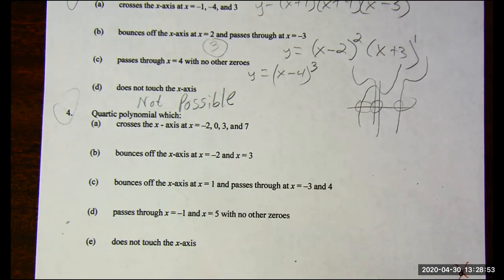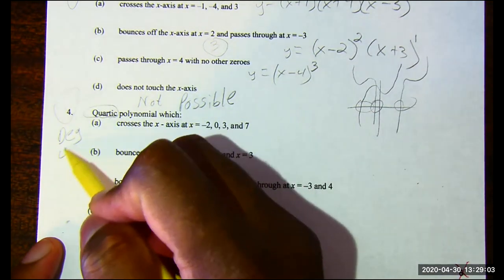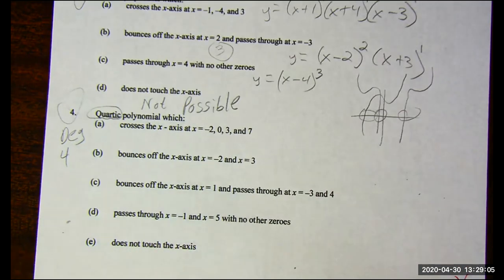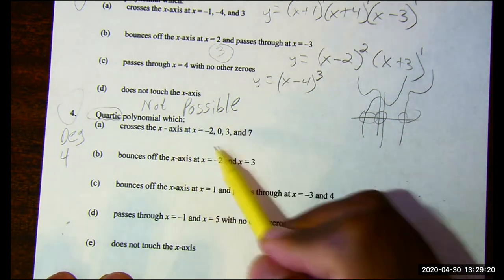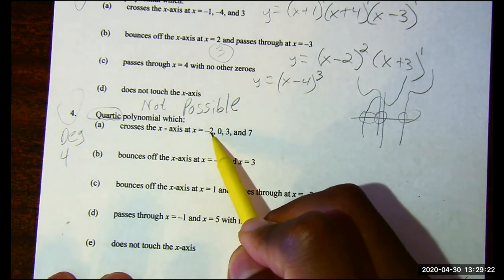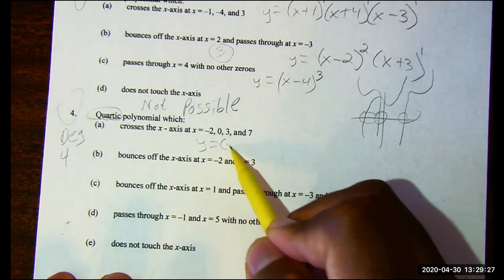Quadratic polynomial which crosses the x-axis at, or I'm sorry, not quadratic, quartic. Quartic, that's 4, quarter. So that means it's of degree 4. Okay, crosses the x-axis at, ooh, look at all these points. But I see 1, 2, 3, 4 zeros, quartic 4. So I'm thinking y equals x plus 2.